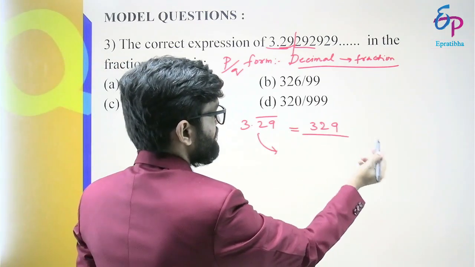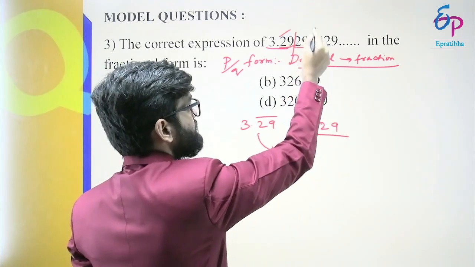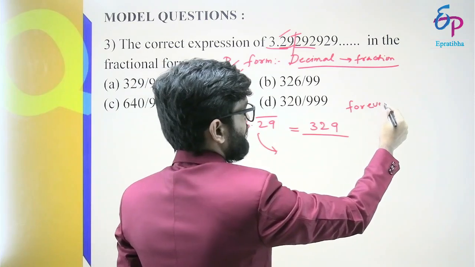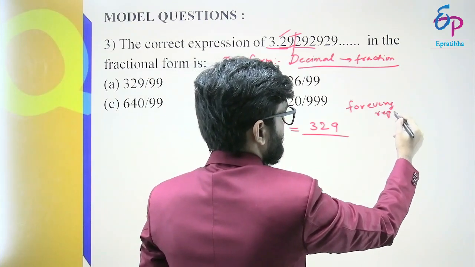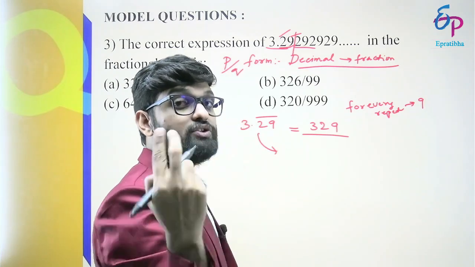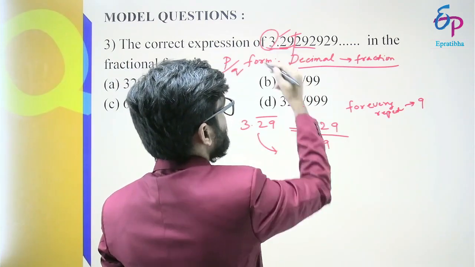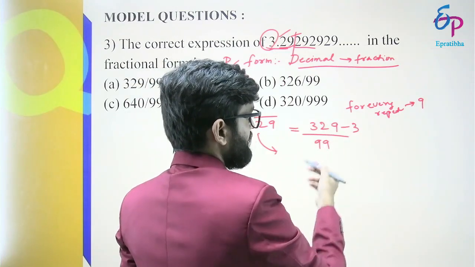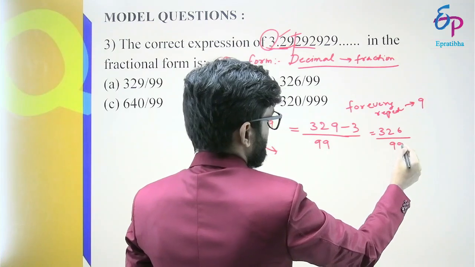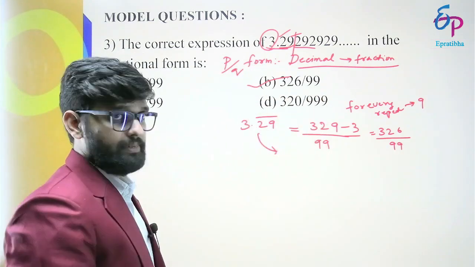But how many numbers are being repeated? 2, 9 is repeating. For every repetition, you have to take a 9. So since 2 numbers are repeating, you have to take two 9s. But here 3 is not repeating, right? You just have to remove 3. So what is the answer? 326 by 99. Which option is correct? Answer is B.